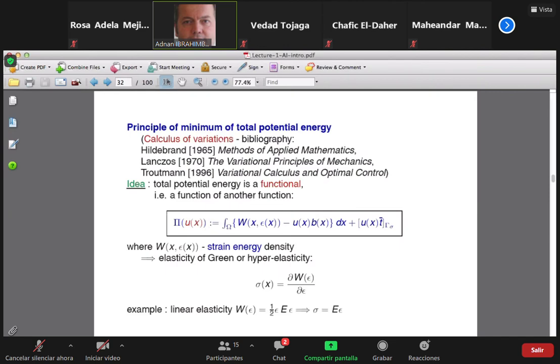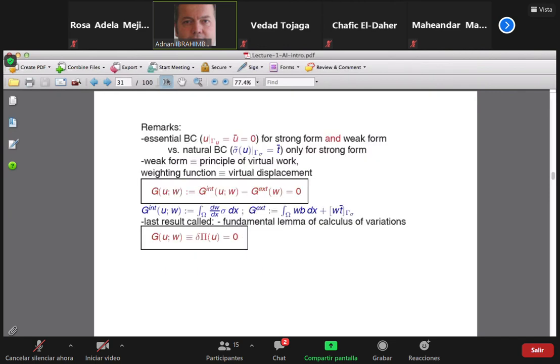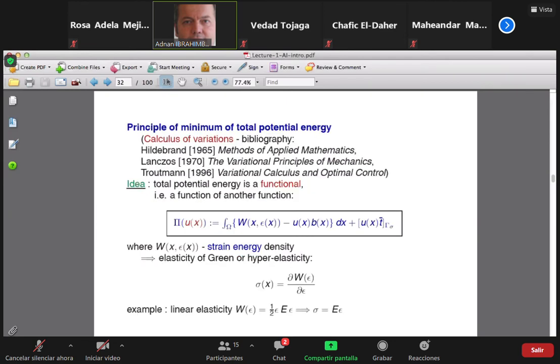The third name, so you have a name which is weighting function, you have a virtual displacement. The third name is so-called variation. This is, in my mind, one of the most beautiful chapters of this mathematics. It is related to calculus of variations. There are many good books on that.